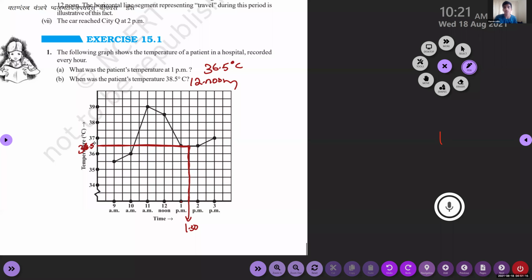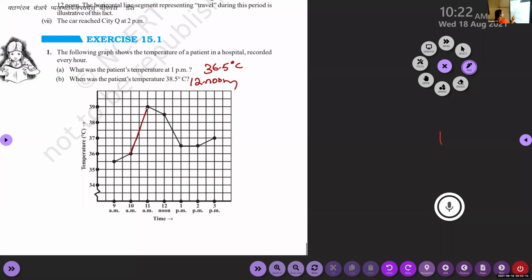Okay, Aaron, read the last question. During which periods did the patient's temperature show an upward trend? The temperature increased during some time. What was that time, Aaron? Aaron, look at the figure properly. During which period did the temperature increase so much? 10 to 11. Yes, this is 10 to 11.